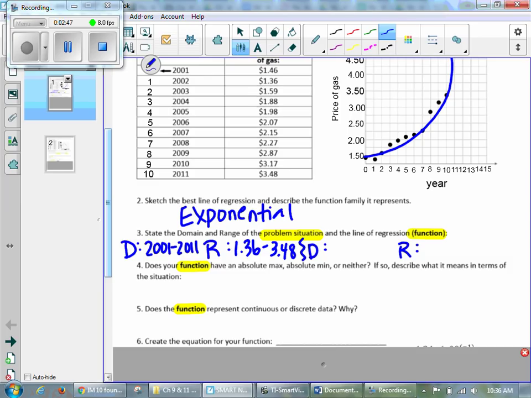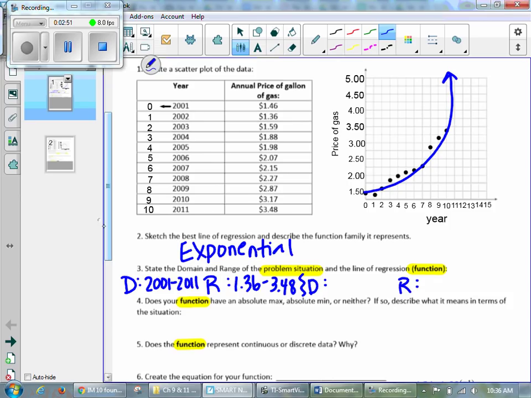Now let's look at your function. The function is your equation. The domain is any possible year. Well, you could have a bunch of years in the future. So we're going to say that the domain for your function is all real numbers. That includes any year number. You can look at the past and you can also look at the future year numbers.